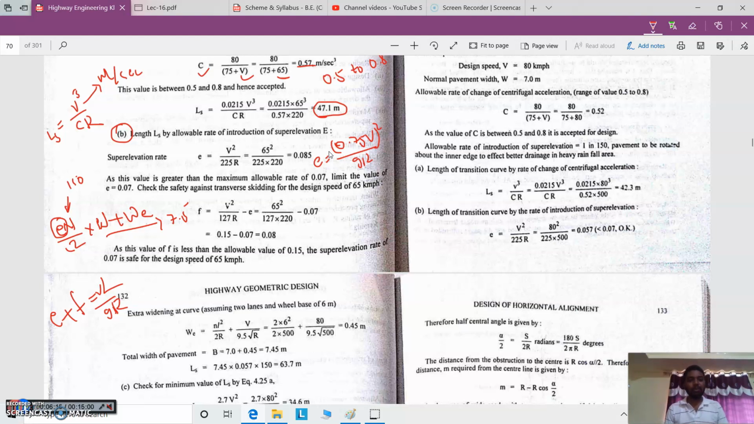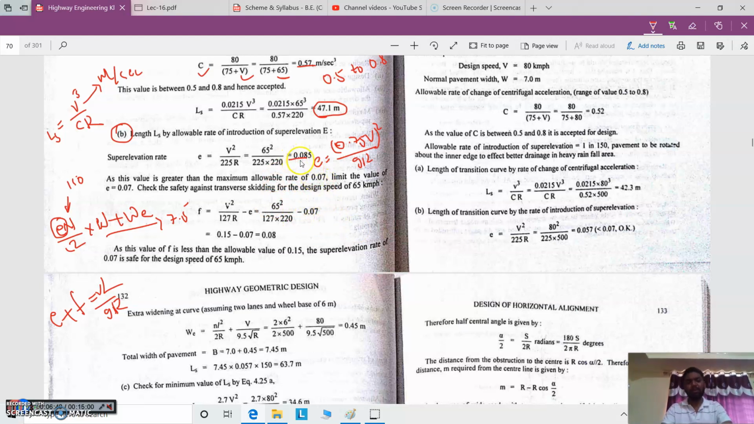Once the frictional force is less than 0.15, then the calculated or adopted super elevation is more than enough to provide in the curve. So here the same thing is continued. e is equal to V square by 225 R, with V in kmph. Here we have got the value of 0.085. Hence this 0.085 is greater than 0.07, so we are adopting 0.07.